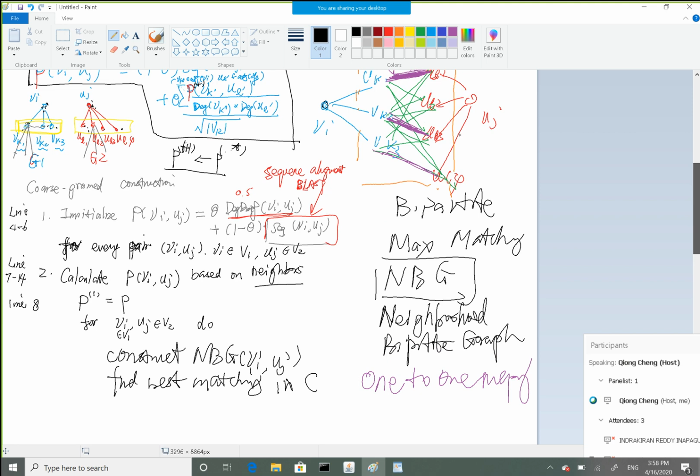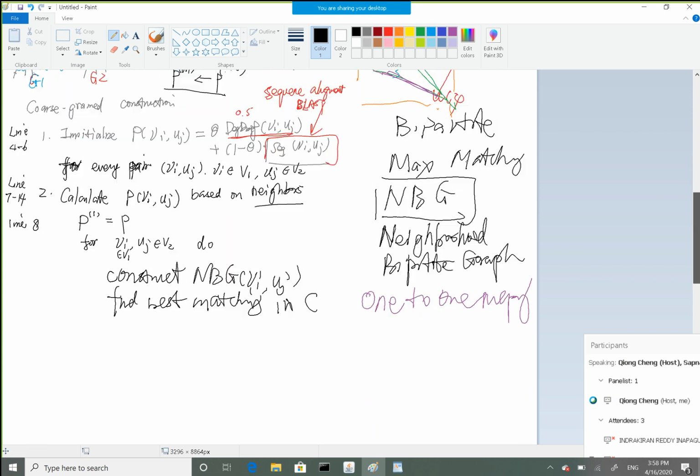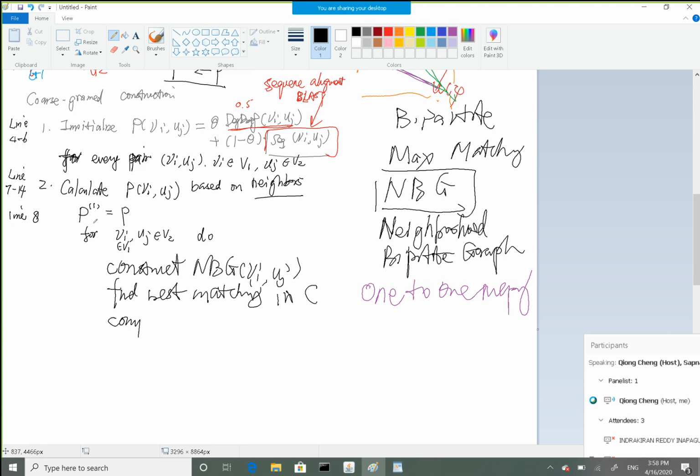So after they find this best matching, now they use this one to compute P, VI, UJ again. And this is the P, VI, UJ corresponding to T. Let's use T to represent it. In this case, T equals 1, right? And then after that, you repeat, you do this one, and then after the P, you T plus plus. Can you see that?